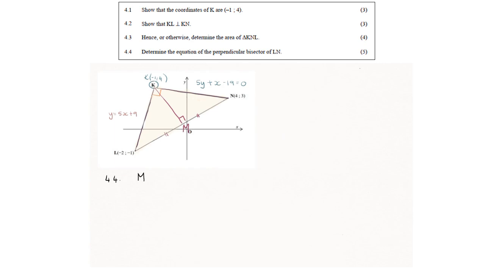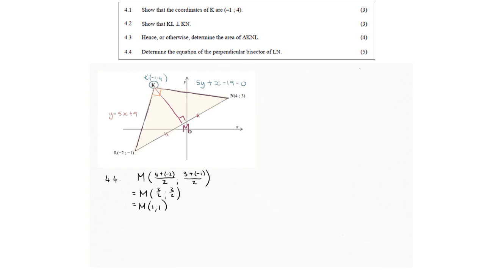Now the perpendicular bisector is definitely going to go through the midpoint M of LN. So we are first going to determine the coordinates of the midpoint by using the midpoint formula. We take the coordinates of L and N, and the x-coordinate of the midpoint is going to be 4 plus -2 divided by 2, and the y-coordinate will be the sum of the y-coordinates of L and N divided by 2, and that is 3 plus -1 divided by 2.